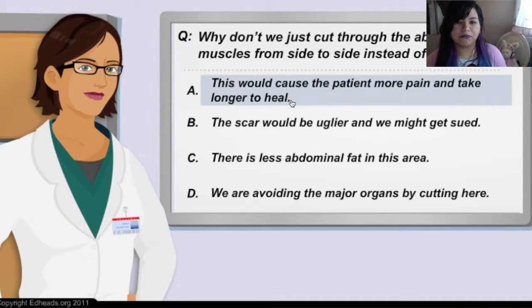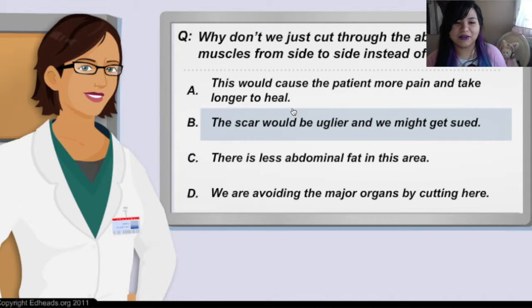Why don't we just cut through the abdominal muscles from side to side instead of up and down? This would cause the patient more pain and take longer to heal. The scar would be uglier. There's less abdominal fat in this area. We are avoiding the major organs by cutting here.